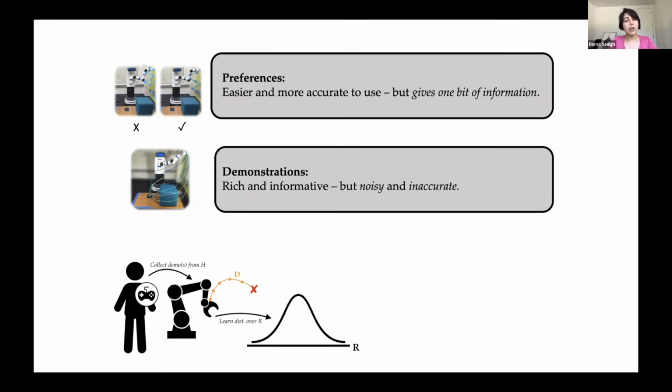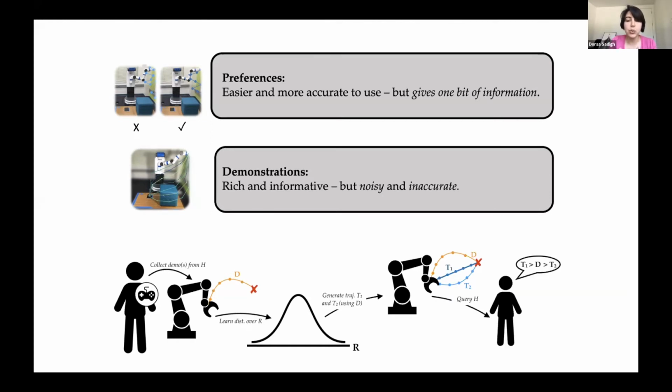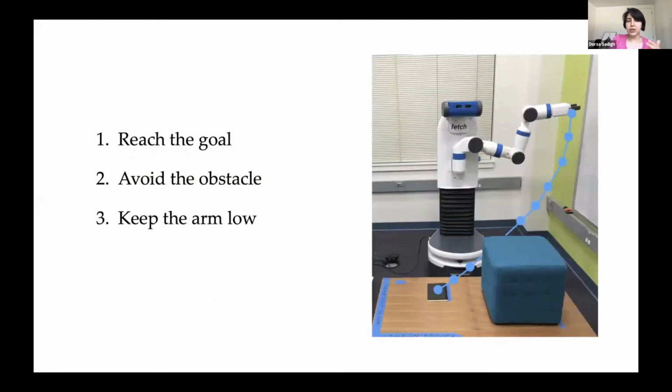And then afterwards, once we warm started this with demonstrations, we can fine tune it by generating new queries and asking for preferences. So I can basically generate 2 new trajectories, T1 and T2, and maybe I have my original demonstration, and I can ask a user, well, can you rank these? Or can you do a pairwise comparison between them? And I can do this loop until I have a better and better estimate of the reward function. Okay? So let me show you how this works in practice.